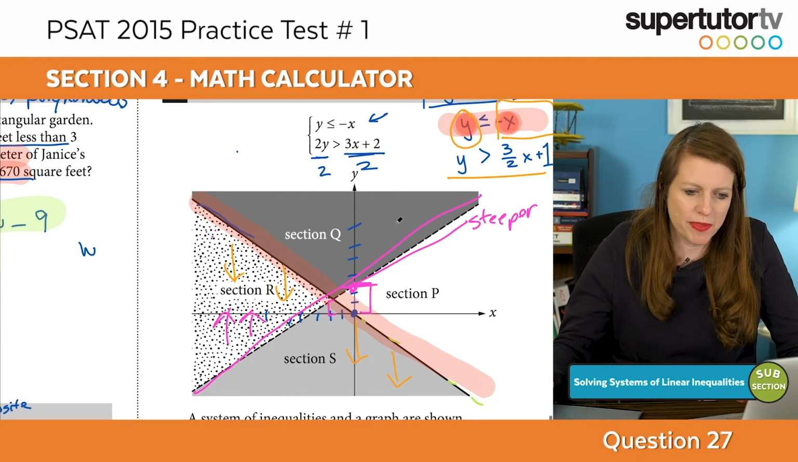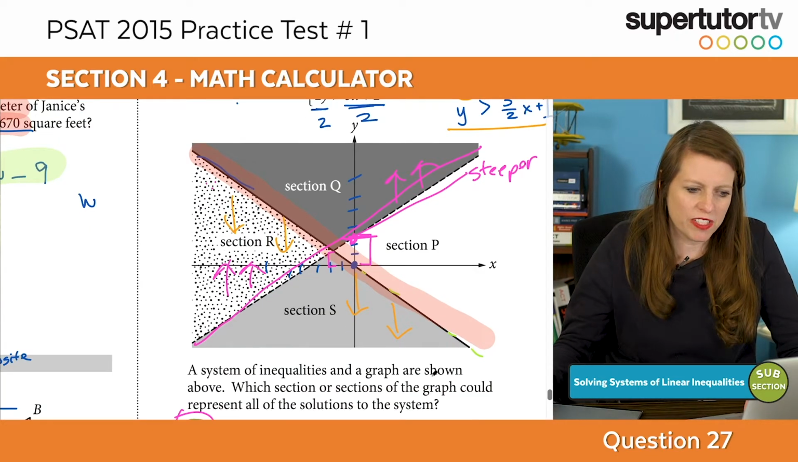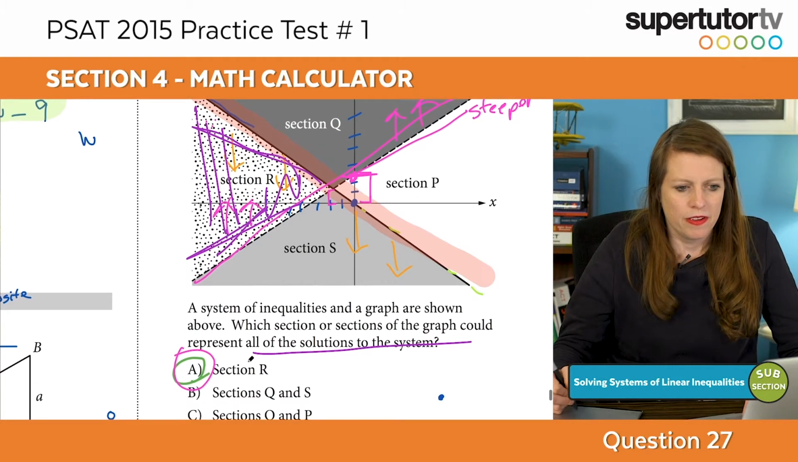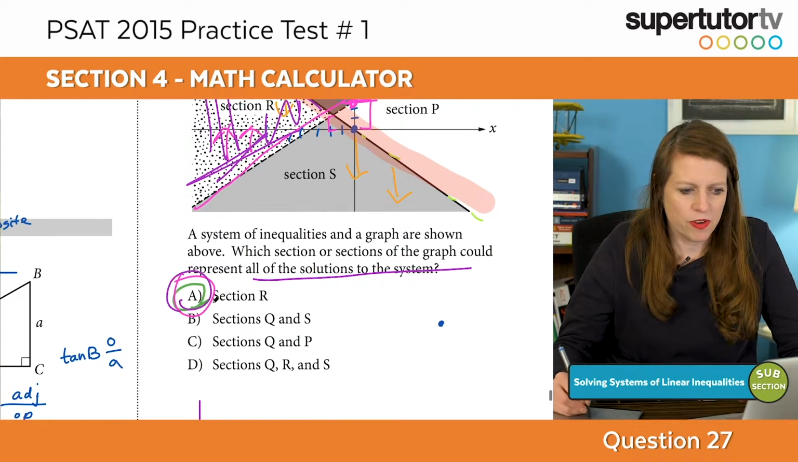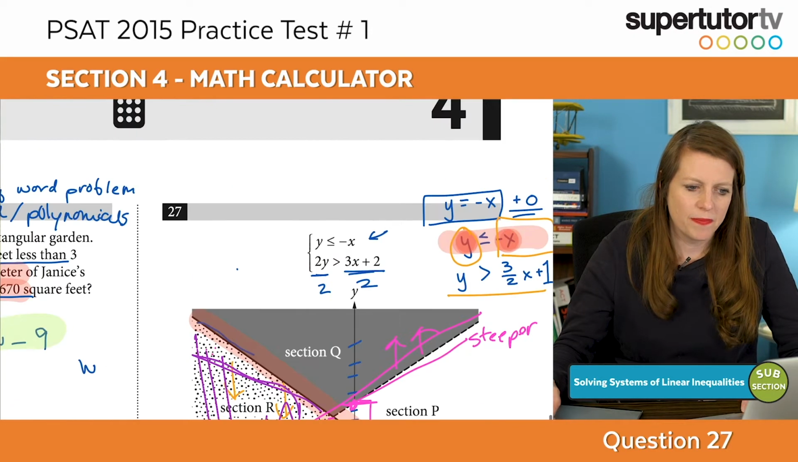Because if I shade up from this line, and I want to know which system of inequalities in graph are shown, which section or sections could represent all of the solutions to the system. The solution to the system is where they overlap, and that's going to be section R, right? So section R is going to be our correct answer. It can't be the other ones because they just can't be it.